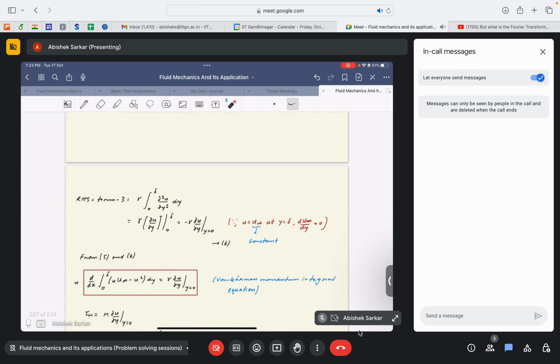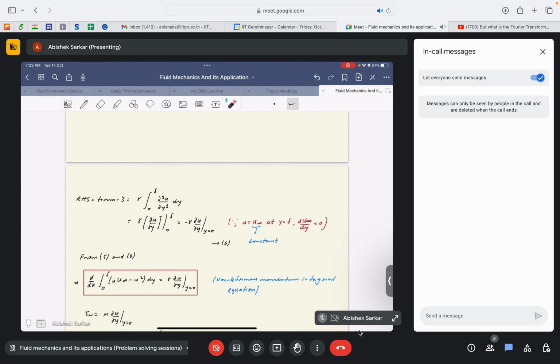Why? Because see, at the upper limit, u is equal to u infinity at y equal to delta, and du infinity by dy is equal to 0 at y equal to delta. Okay, this is again an approximation that the velocity approaches the free stream when the y coordinate is equal to the boundary layer thickness. So at that point, the velocity gradient will be very small, or can be approximated to be equal to 0.